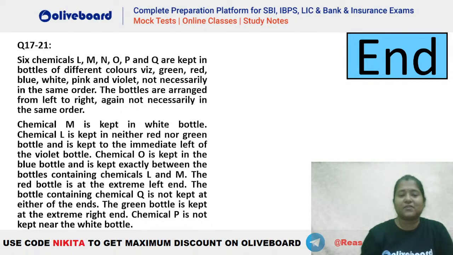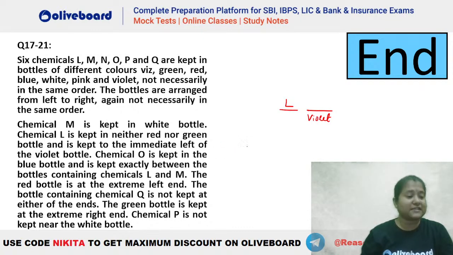So, M is kept in the white bottle, L is kept neither in red nor green bottle, and is kept to the immediate left of violet bottle here. So, we know that this chemical L has to be immediate left of violet bottle. Let's say this is the violet bottle here. Okay, so chemical O is kept in blue bottle and is exactly between the L and M. The red bottle is at the extreme left end.